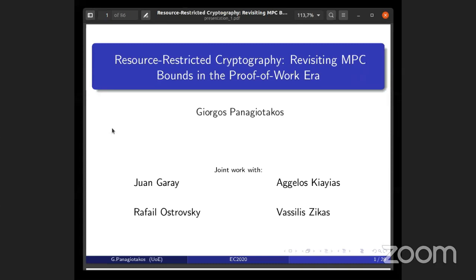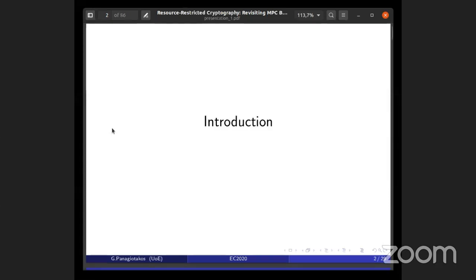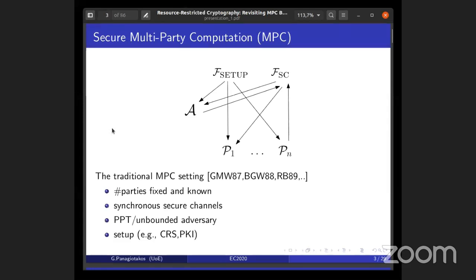Okay, so this is joint work with Juan Garay, Aggelos Kiayias, Rafail Ostrovsky, and Vassilis Zikas. Secure multi-party computation has been studied since the 80s in what we call the traditional MPC setting, where the number of parties is fixed and their identities are known. They share synchronous secure channels. The adversary is either probabilistic polynomial time or computationally unbounded, and parties may share some setups, such as the PKI.